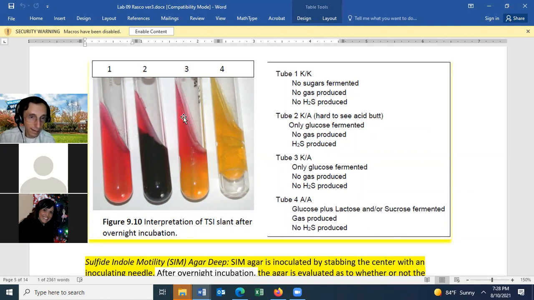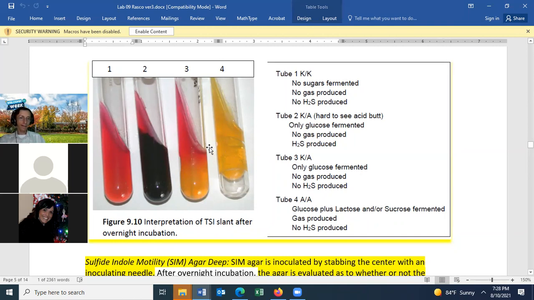Okay, so that explains tube 2. Tube 3, we have glucose is fermented, which is why it's yellow in the butt, and then only glucose is fermented, which is why it's red or pinkish in the slant. The glucose got used up, the proteins were metabolized, producing a base, ammonia, which will change the pH, and it'll go from yellow to orange and then pinkish color. So that explains tube 1, tube 2, tube 3, and tube 4.